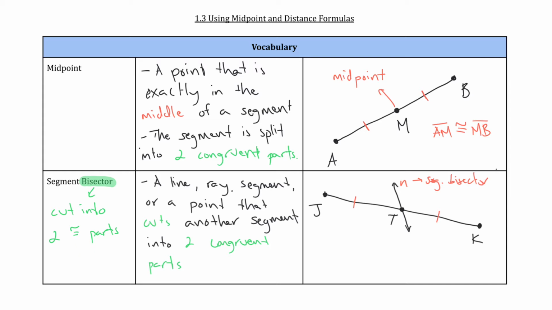So let's write that down. Segment JT is congruent to segment TK. And this is because we have a segment bisector. Now, one last thing to note is that segment bisectors must pass through the midpoint. Because again, the midpoint is the exact middle of the segment. And so if you were to have a segment bisector, which cuts your segment into two congruent parts, it has to pass through the midpoint.